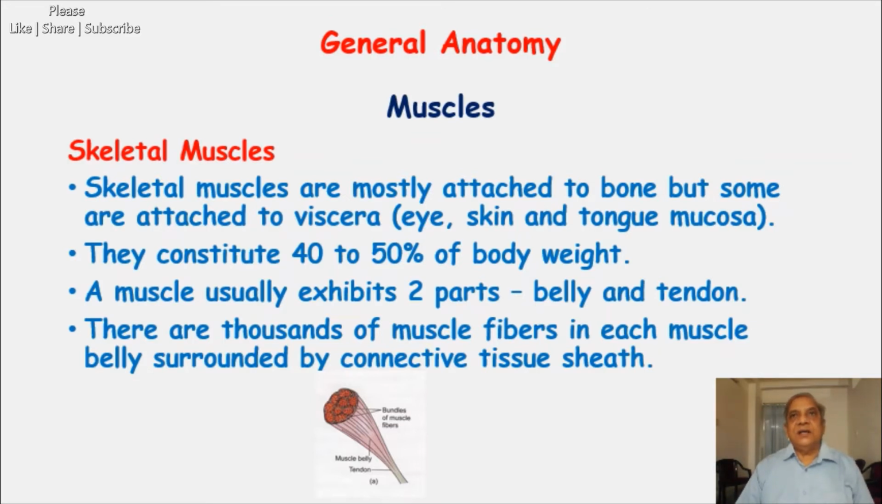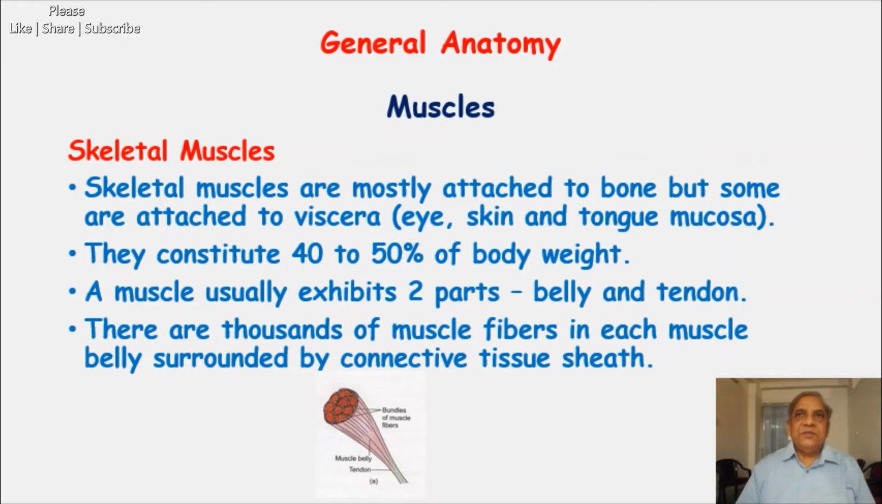Skeletal muscles are called skeletal because they are attached to the bones. But some skeletal muscles are also attached onto the viscera, at least one end of them. For example, there are muscles called extraocular muscles, which lie outside the eyeball, and these muscles are attached at their distal end to the sclera of the eyeball. So that means they move the eyeball. So they may attach onto the viscera.